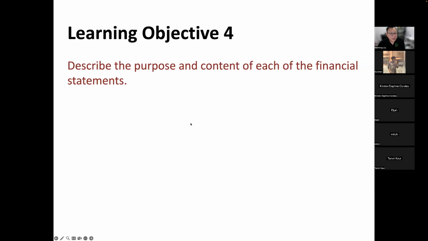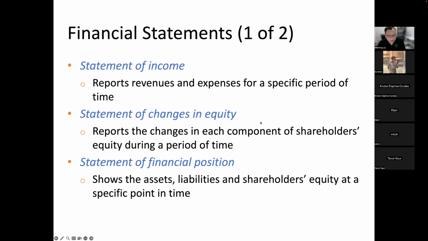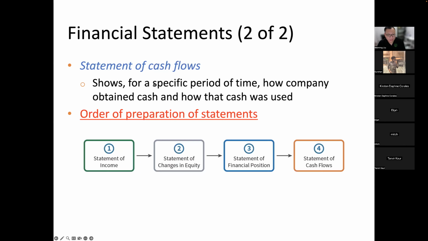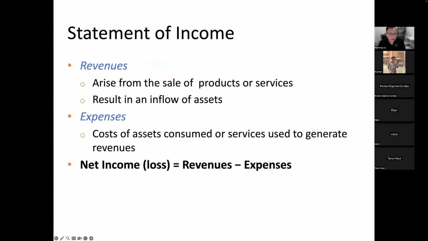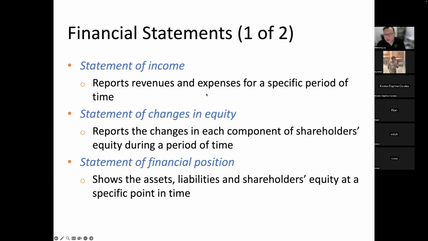Okay, so this is the purpose and the content of each of the financial statements. When we speak of financial statements, there are 4 types. So you have the statement of income. It tells you what your revenue is and what your cost and expenses are for a period of time.